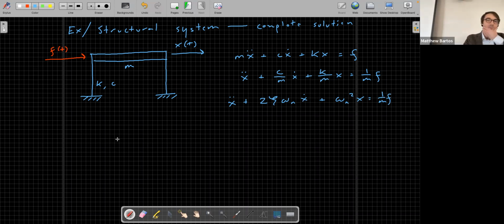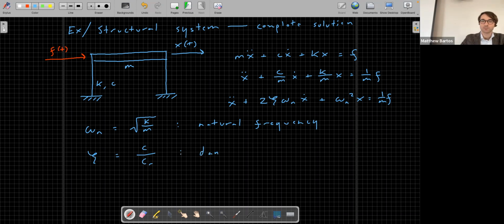Okay, where omega n is equal to the square root of k over m, so our stiffness over our mass, and this is called the natural frequency. So you may have heard these terms from undergraduate differential equations. Our zeta is our damping ratio, and that's equal to C over C_cr. So this is the damping over the critical damping. So this is called the damping ratio.